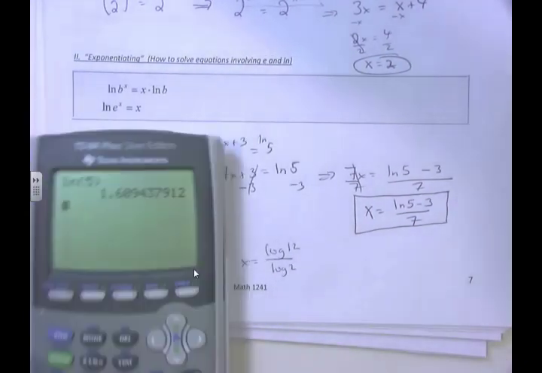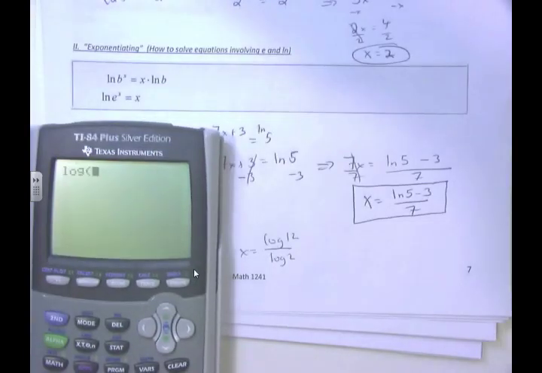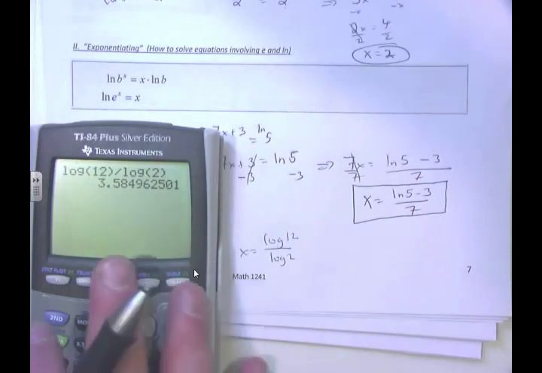And if I wanted to calculate the decimal version of that, all I have to do is type in log 12 divided by log 2. And I get what I expected, 3.5 somewhere else, 3.5849625001. Now I have the accuracy that I require.